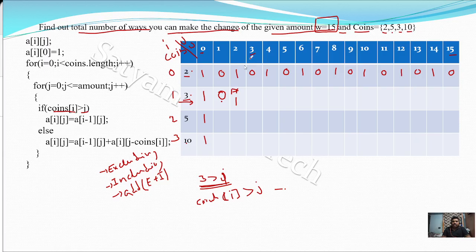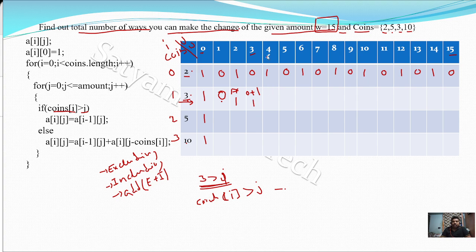Now we can see here it is 3, and here it is 3. So 3 greater than 3, that condition fails. How can we solve this problem here? Now here it is 3. To make 3, if you cannot include this, how many ways to make 3? The previous value is 0. Plus if you include that 3, that is 3 minus 3, that is 0. You can see the 0 column in the same row, that value is 1. So you can note down here: 0 plus 1 is 1.